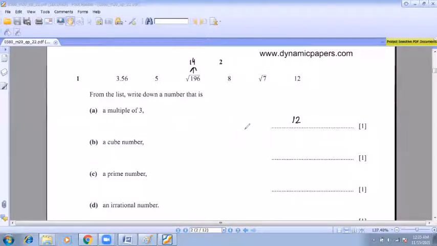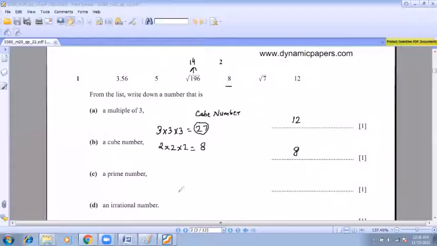Cube numbers, basically the idea of a cube number is, what? Any number which is multiplied by itself 3 times. For example, if we have the number 3, 3 times 3 times 3 gives us 27. So we will say that this 27 is a cube number. Anyhow, we will see here which one is a cube number. Yes, 8. If we check 2 times 2 times 2, that gives us 8. So 8 is a cube number. This one, 8.